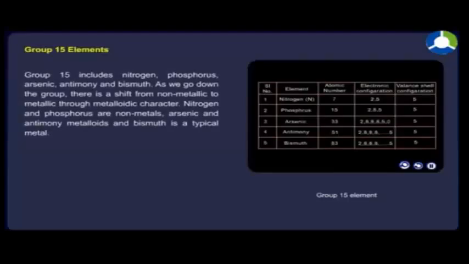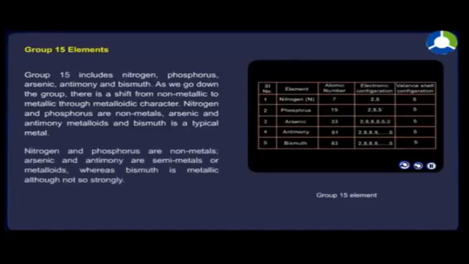Group 15 includes nitrogen, phosphorus, arsenic, antimony, and bismuth. As we go down the group, there is a shift from non-metallic to metallic through metalloidic character. Nitrogen and phosphorus are non-metals, arsenic and antimony are semi-metals or metalloids, whereas bismuth is metallic, although not so strongly.